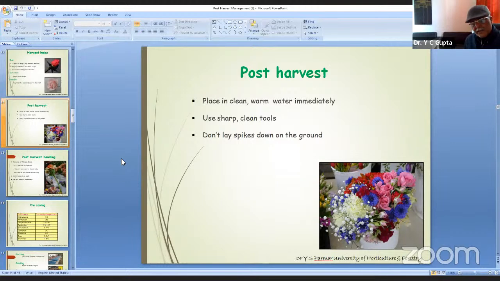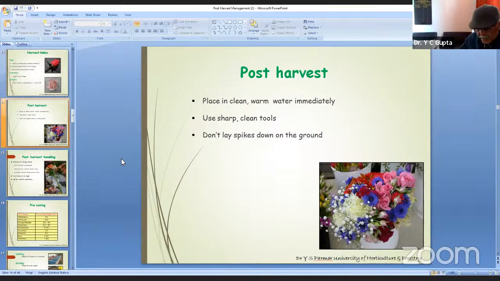Use sharp and clean tools, meaning sanitized tools. This is the most important part. If the scissors are not sharp, there will be injury to the tissues of the cut stem. Don't lay any spike down on the ground. This is a thumb rule for post-harvest factors.